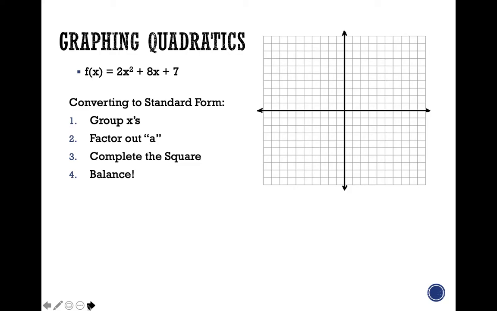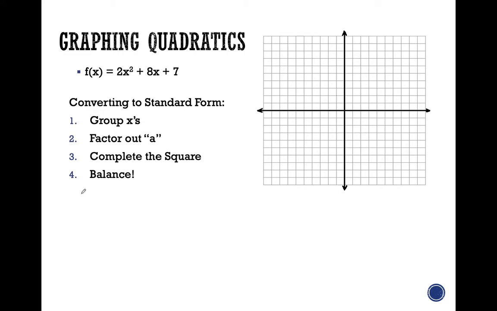There are just 4 simple steps that I want to walk through with you today. We're going to first group our x's, then we're going to factor out our a value, we'll complete the square, and we'll balance. We'll take our time to walk through these, and we'll see that once I have this quadratic function in this form, it's really easy for me to graph it. So let's begin with the very first step.